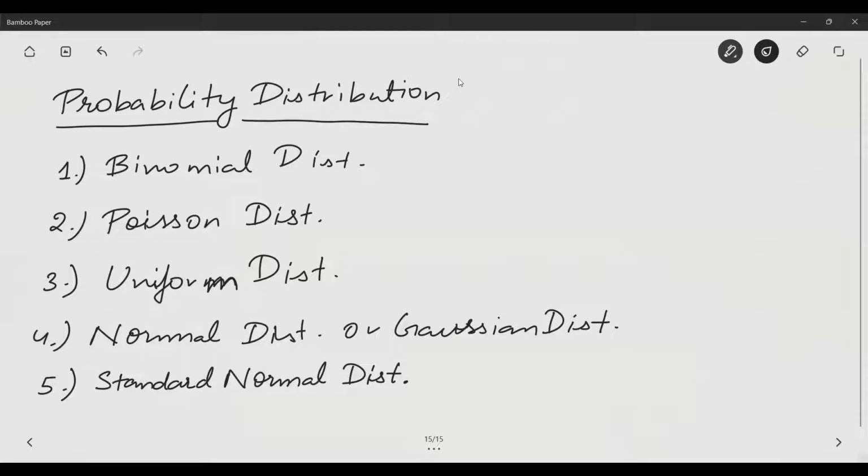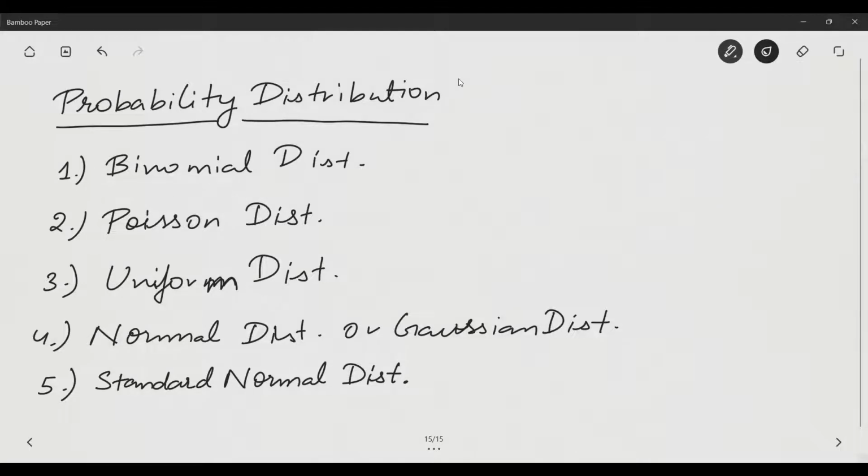Now, as I told you, all these distribution functions are categorized, or we are able to make a differentiation based on the type of random variable. There are two kinds of random variables: one is a discrete random variable, another one is a continuous random variable. Inside a discrete random variable we have a binomial distribution and a Poisson distribution, and for a continuous random variable we have a uniform distribution, normal distribution, and standard normal distribution.